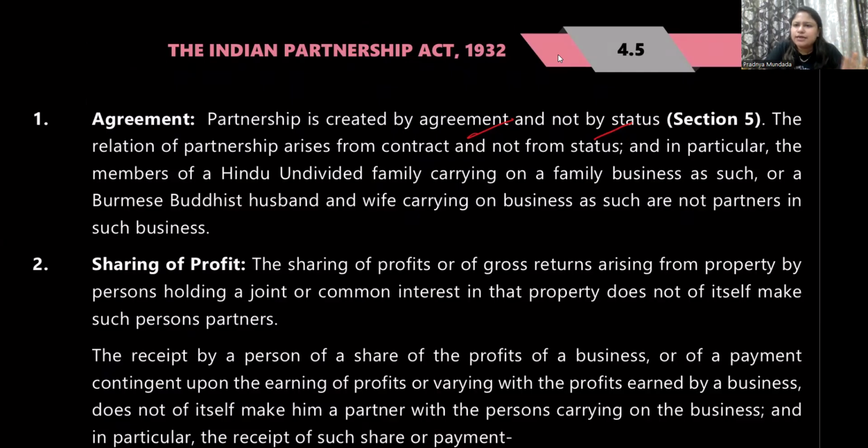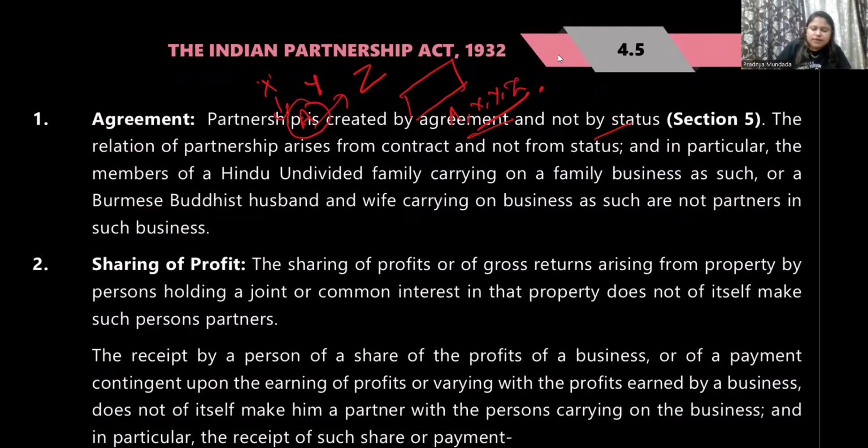Suppose there are 3 partners, X, Y, Z. If X has a son, that son will not become a partner in XYZ only because he is the son. If X, Y, and Z are running a partnership and X has a son A, because he's the son of X does not mean he's a partner here. If he wants to become a partner, there has to be a fresh agreement between whom? A, X, Y, and Z. So partnership is a result of agreement, not a status. Status means like HUF: because you're born, you are a part of it. Partnership is created by agreement and not by status.